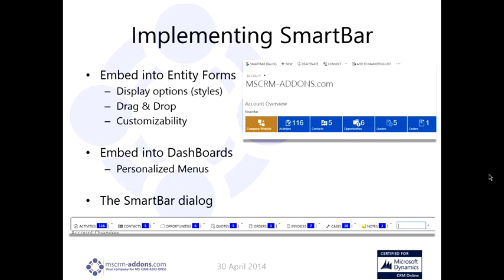Moving on. I want to talk a little bit about the implementation of the SmartBar, basically some of the things that you can do with it. Again, I've already shown this. I can embed this into entity forms, which I've shown on that one. I have a couple of different display options that I can do. The ones that I was showing you were the Metro buttons, or the Metro styling. Then we have our standard styling here. There's a couple of nice features to both, and I'll go ahead and show you those in just a second.